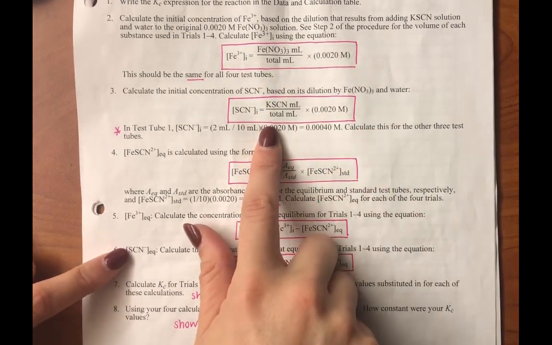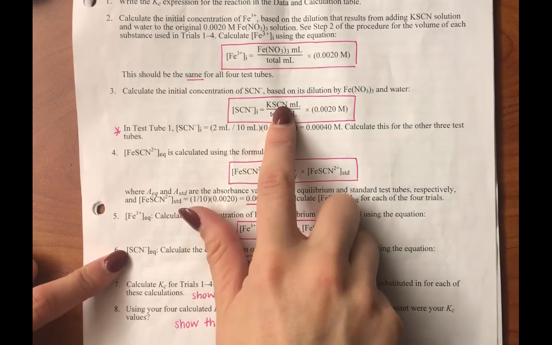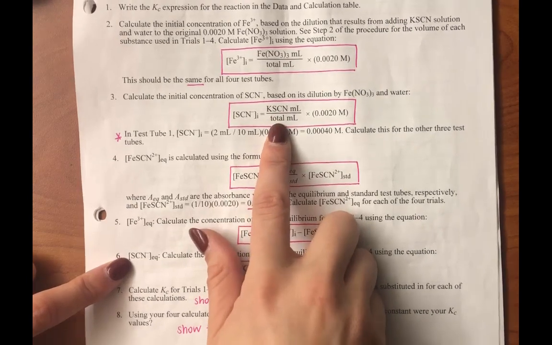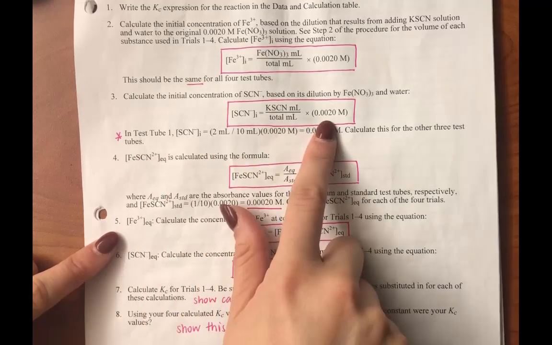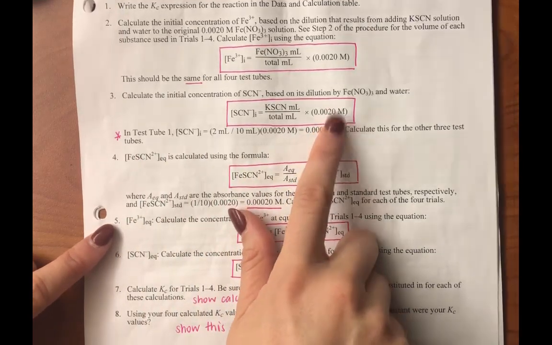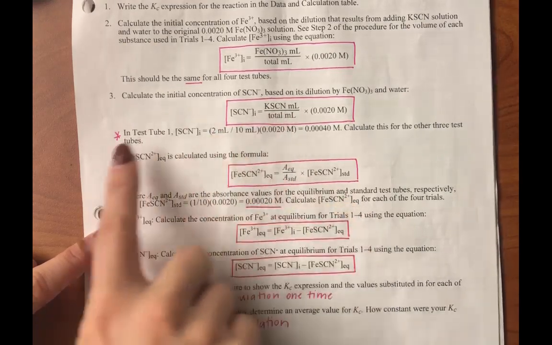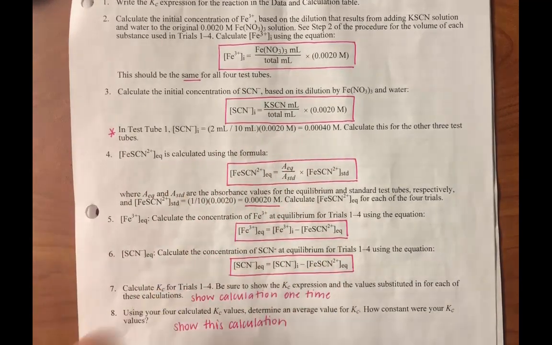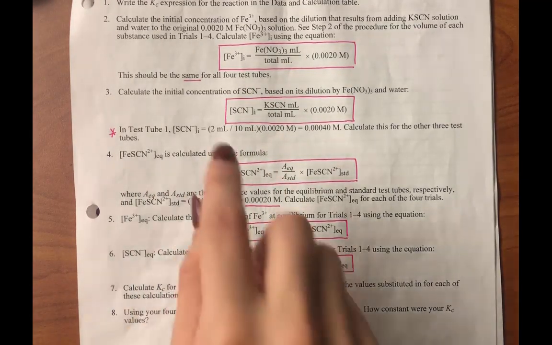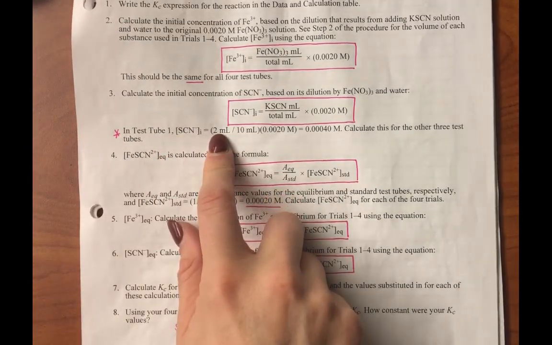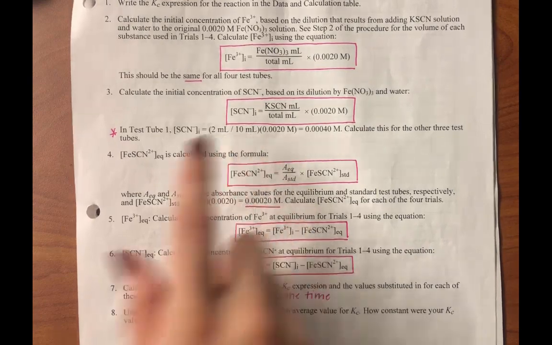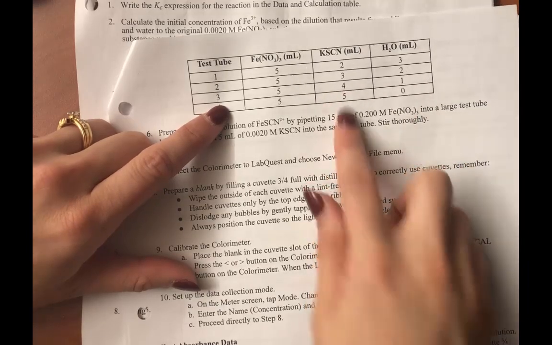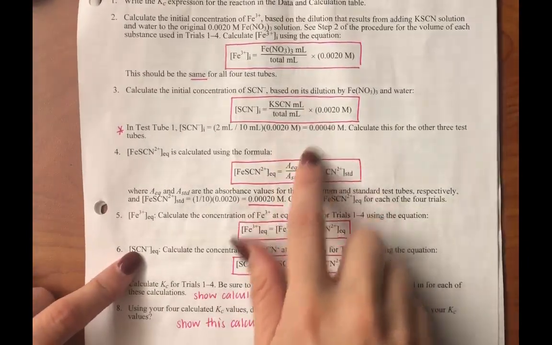Calculation 3 tells you to calculate the initial concentration of SCN minus. So you're going to do the same thing. You're going to do KSCN, so your volume that you used from that table, divided by the total volume, which should be 10 milliliters. And then you're multiplying by 0.002, because that is the concentration of KSCN. I even gave you how to do it right here for test tube 1. So there's your sample calculation that you need. In test tube 1, you had 2 milliliters of KSCN, 10 milliliters total. If we wanted to look at the next test tube 2, you had 3 milliliters in 10 milliliters total, then 4, then 5. So here are the equations that you're going to be using.